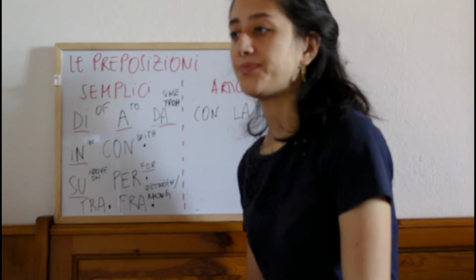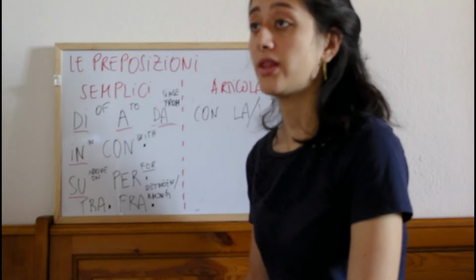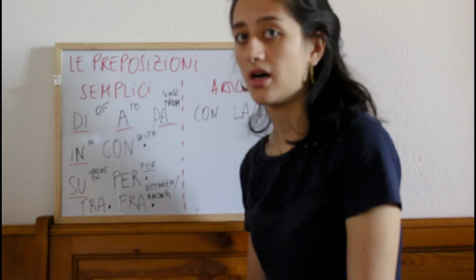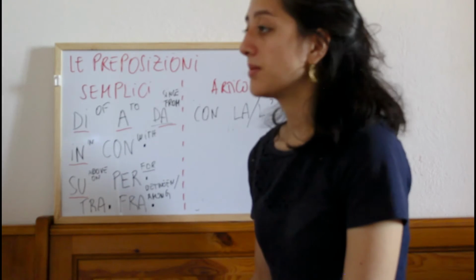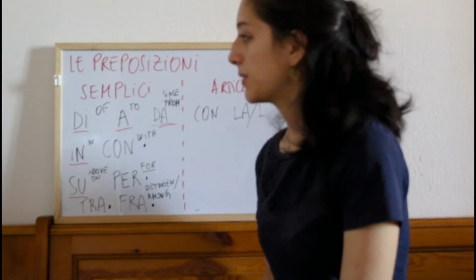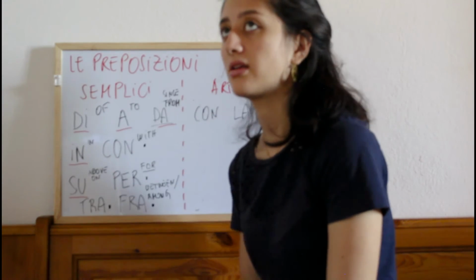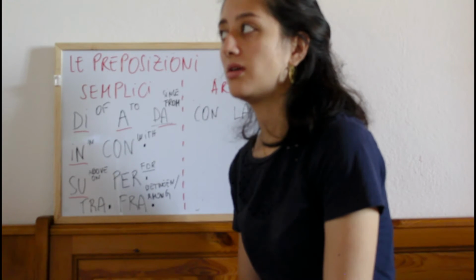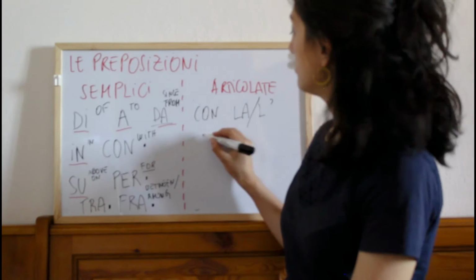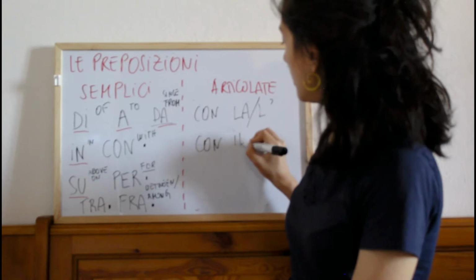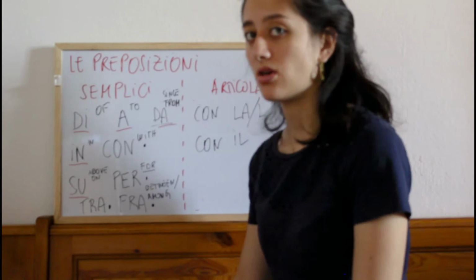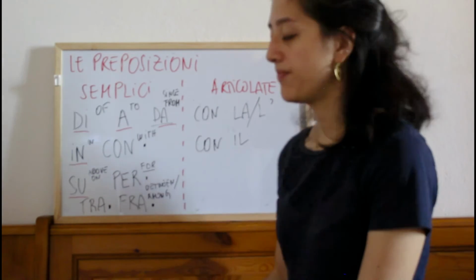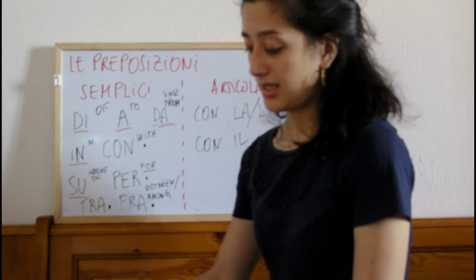I walk with the car. Io cammino con la macchina. Sorry, I'm thinking of another example. Io cammino con il mio cane. I walk with my dog. Con il. I think that it is clear.